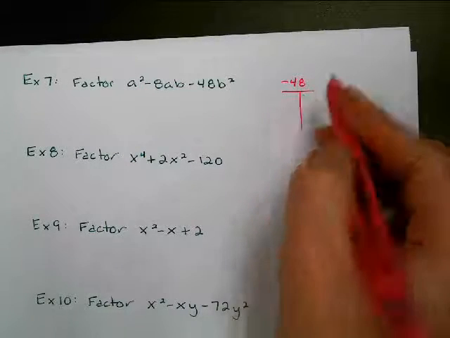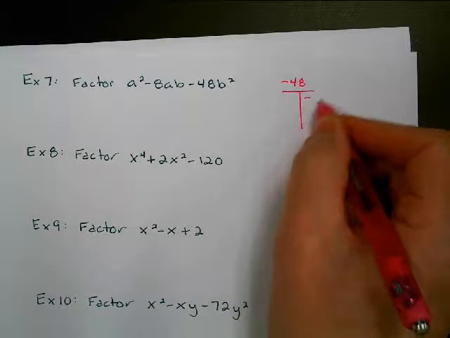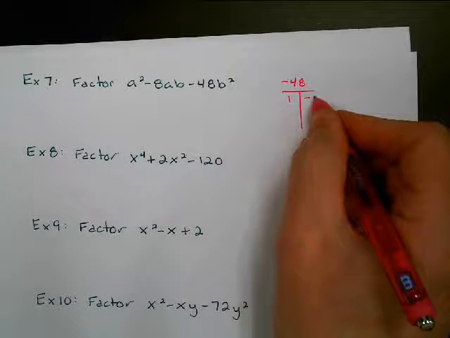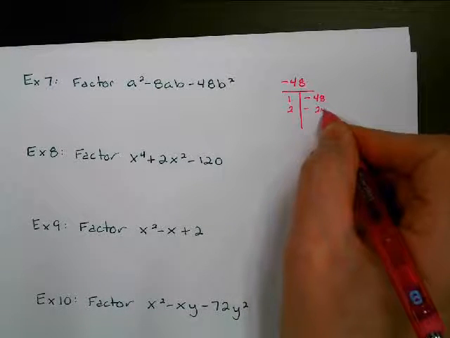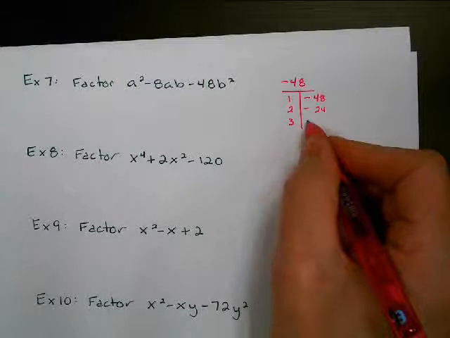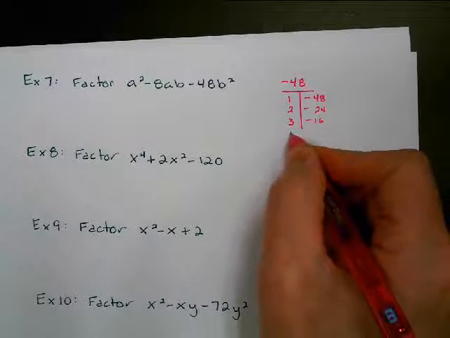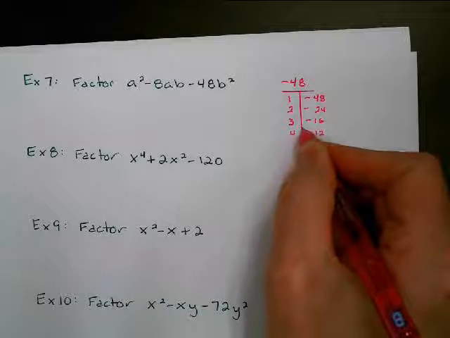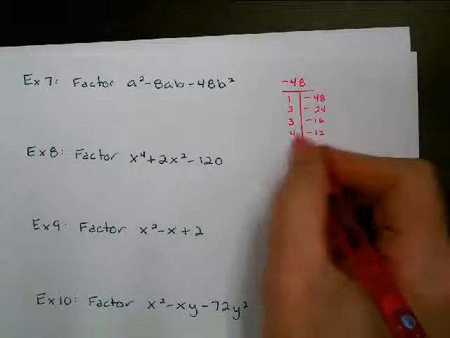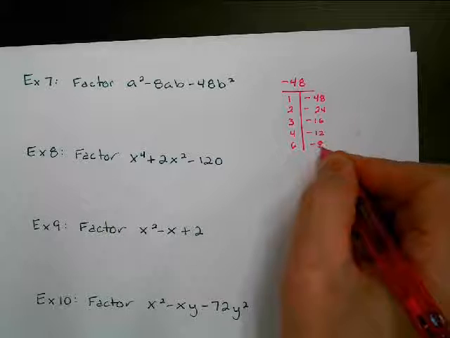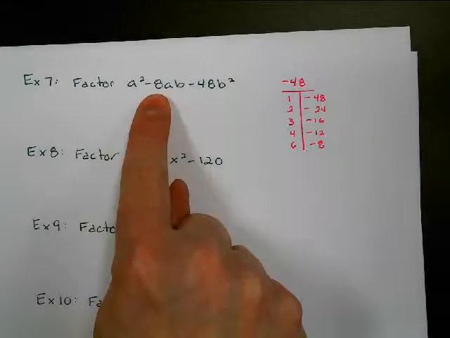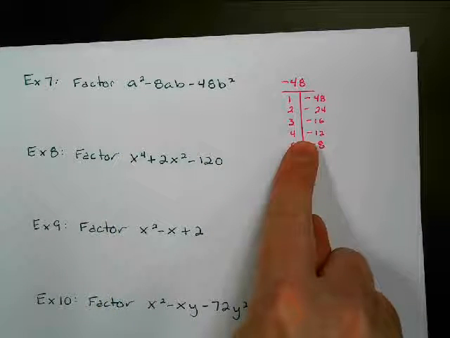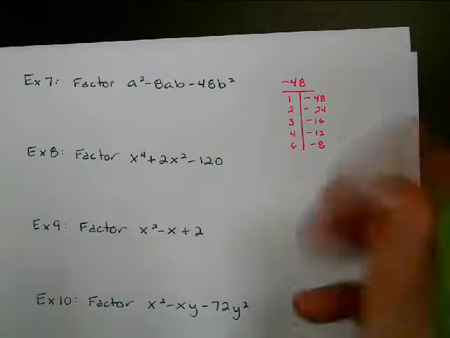So I put my big ones on this side. So this would be 1 and -48. 2 and -24. 3 and -16. 4 and -12. 5, nope. 6, yep. 6 and -8. And those are all my combinations. So do any of those combinations give me -8 when I add them together? And yes, right here, 4 and -12. Those two together are going to give me -8.